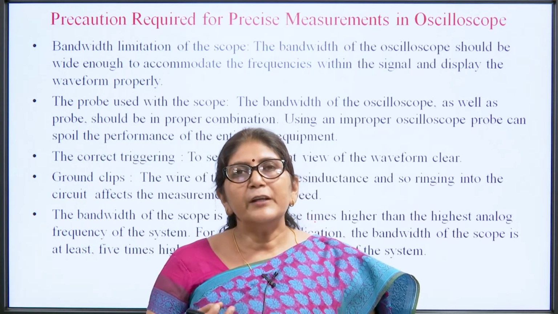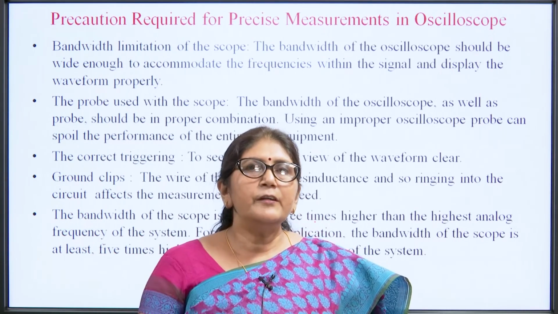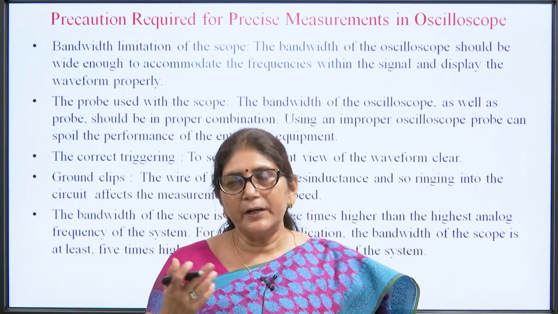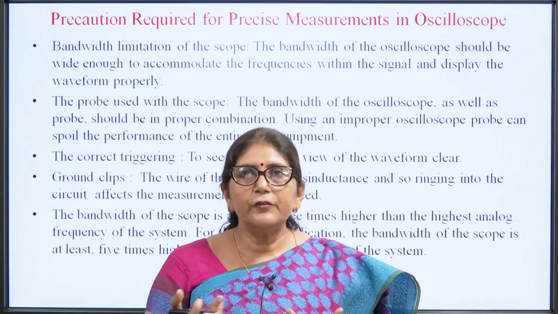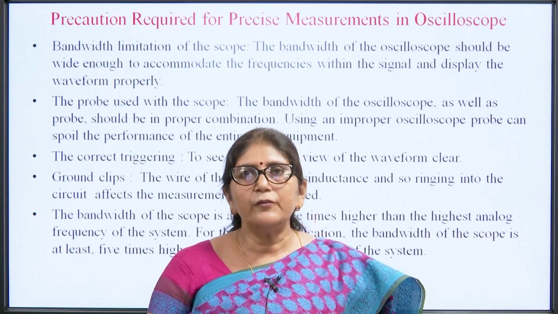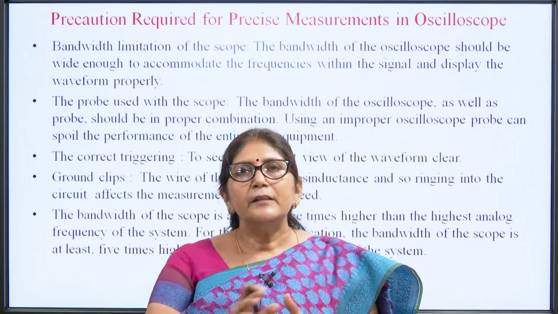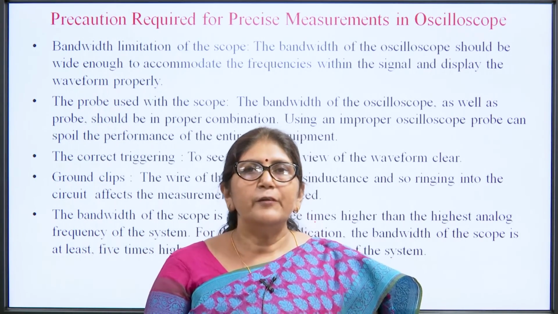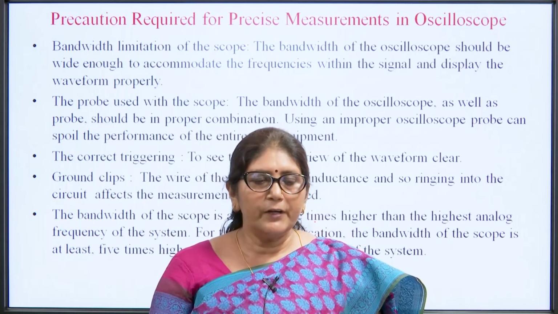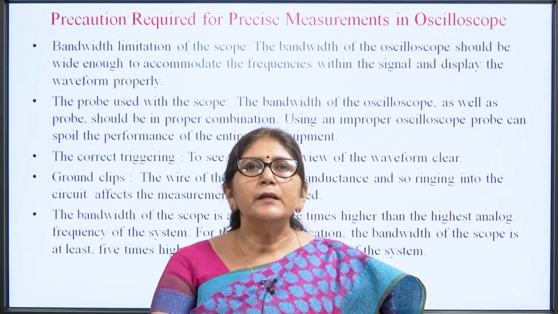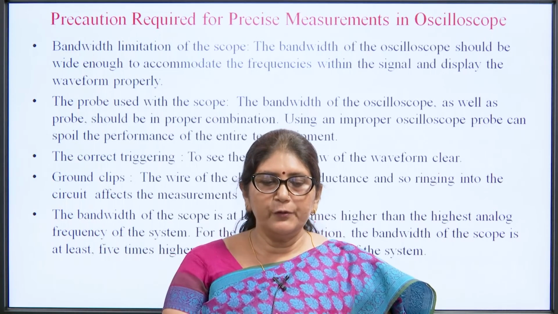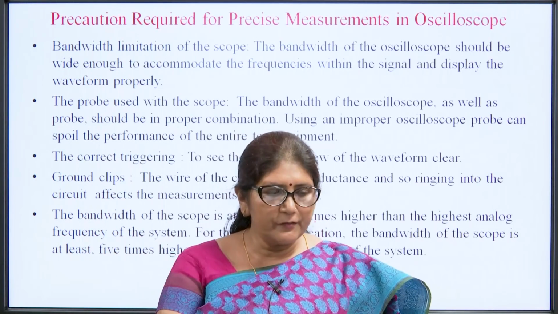The second thing is the probe we are using. Suppose our CRO has 30 megahertz bandwidth, but the probe we are using does not have that much bandwidth. Then again we will not measure our signal correctly. So, we have to make sure that the probe we are using has the same bandwidth. Then triggering: the triggering should be correct, whatever we require. Then the ground clip should be properly grounded, and it should not produce an inductive or capacitive component.